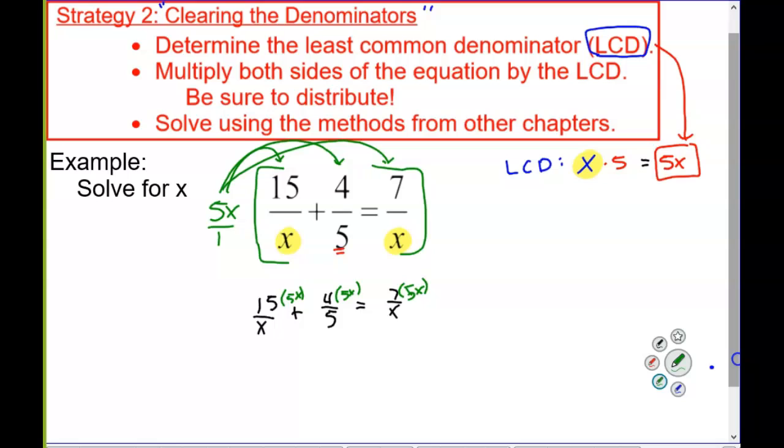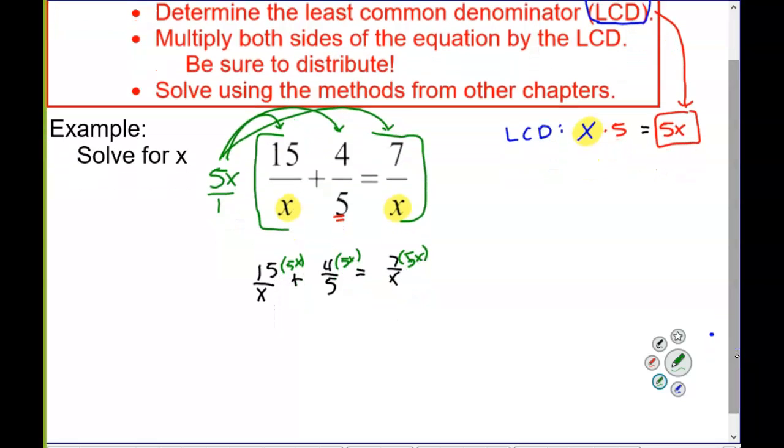And notice I could multiply all the bottoms by 1, but that doesn't change it. So now, why is that helpful? Doesn't that just make the problem more confusing? Well, let's look at what it does.